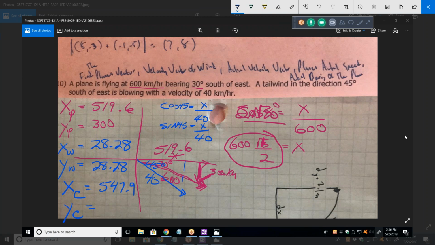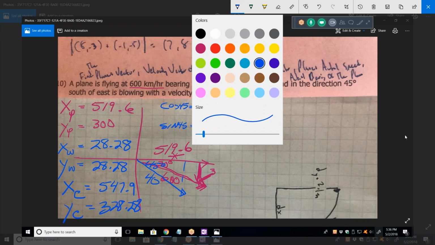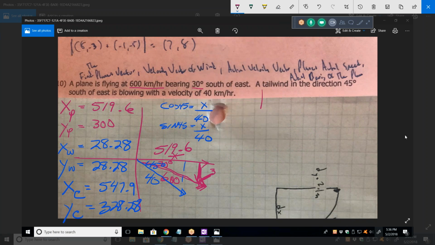Just 328.28. Now, let me erase some stuff here to make some room. Now we go the other direction. In other words, now we have an x component of 547.9 and a y component of 328.3. And what we want is the resultant vector.